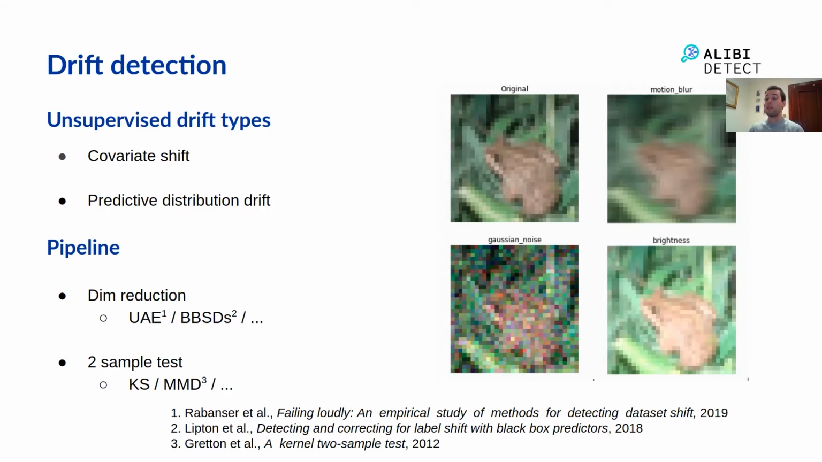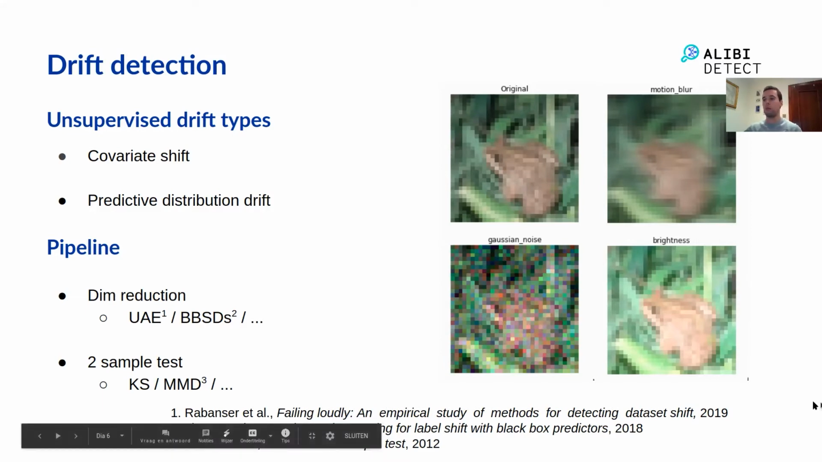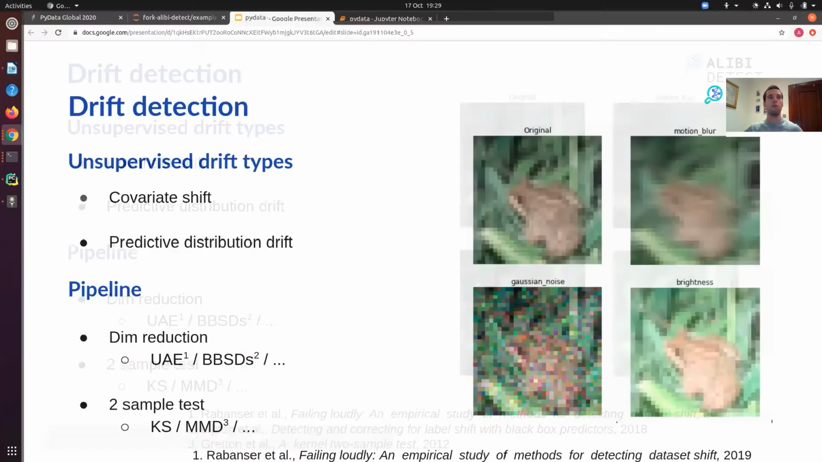In practice, and especially on high-dimensional data like images, we will follow a two-step approach. First, we apply a dimensionality reduction step, and then you can conduct your favorite two-sample test of choice, like the Kolmogorov-Smirnov test with optional multivariate correction, or maximum mean discrepancy with a permutation test. The example notebook will shed more light on the two-step approach. So that said, let's move to the notebook.